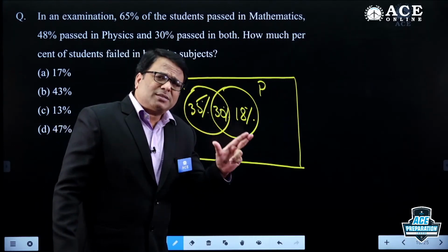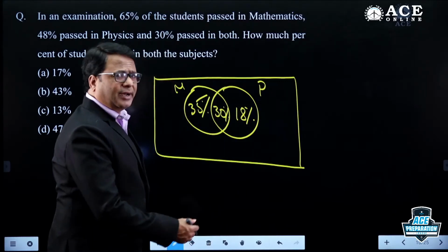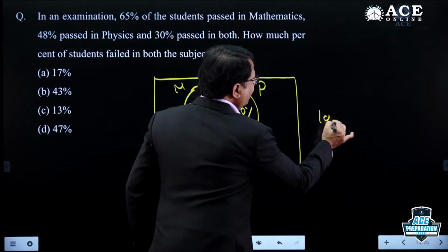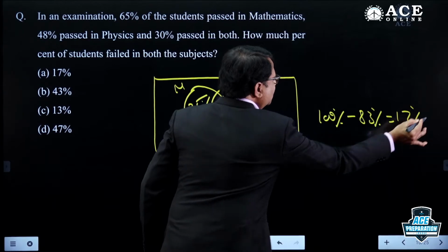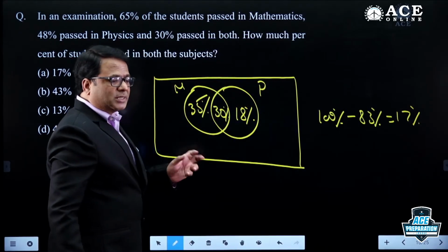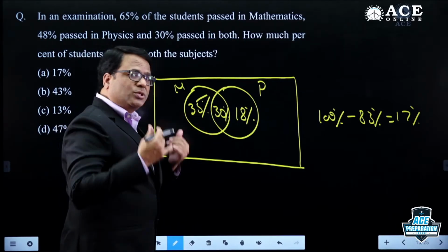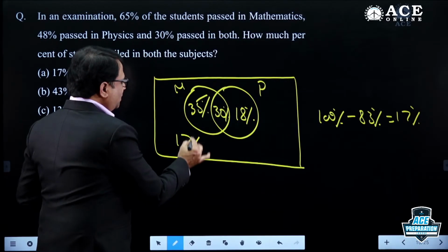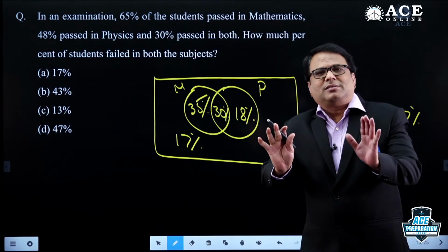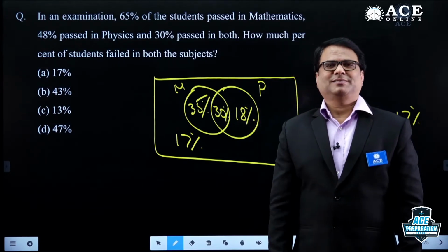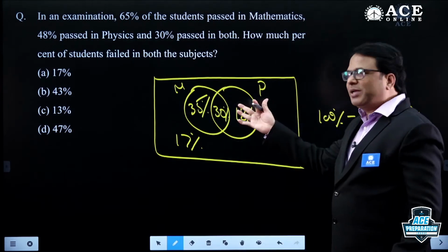Now when 83% are inside the circles, what percent are outside the circles? 100% minus 83%, 17%. So when 83% of the students are inside the circles, it only means 17% of the students are outside the circles. And all those who are outside the circles failed in both the subjects. If they had passed in at least one subject, then they would have been inside the circle.